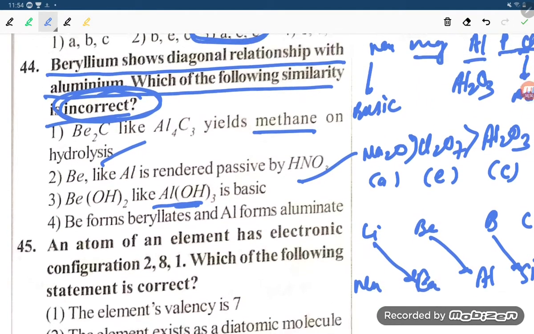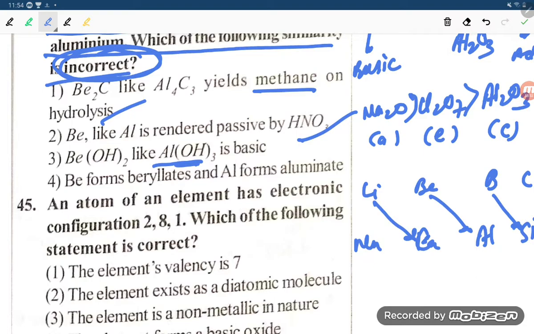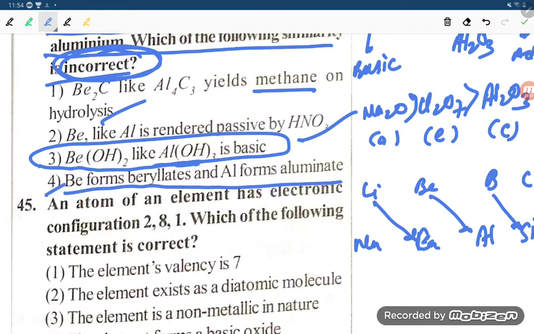So question number 44, student, this is the wrong answer. This is the incorrect one. Question number 44, the required option will be option number 3, student. Beryllium and aluminum foil elements: these other 3 are correct, but option number 3 is wrong.